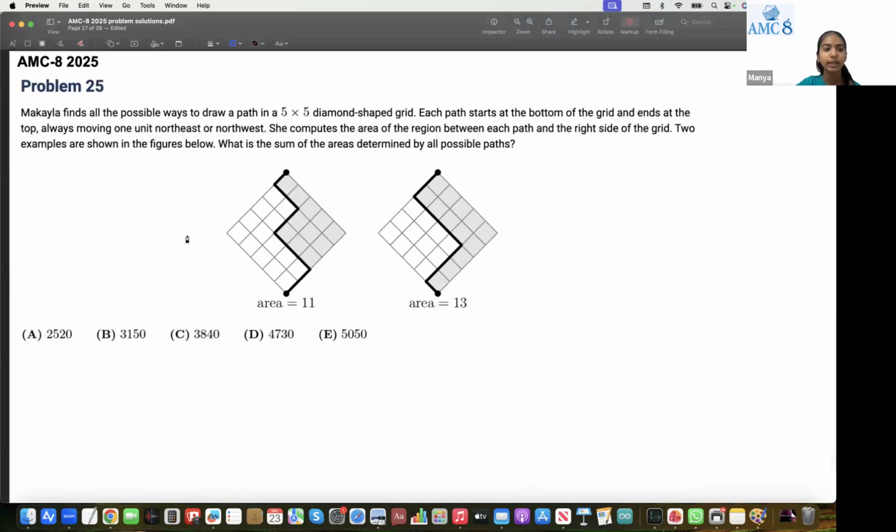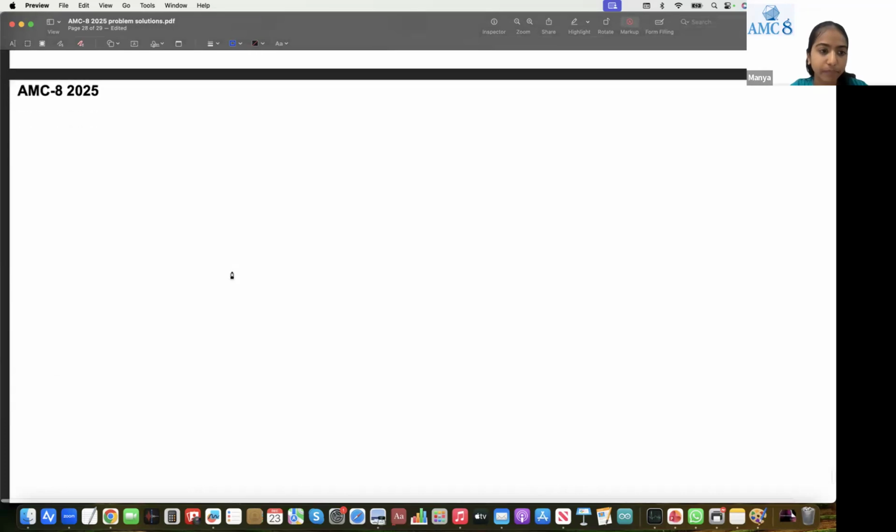So problem number 25. Michaela finds all possible ways to draw a 5x5 diamond-shaped grid, and each path starts at the bottom of the grid and ends at the top, always moving 1 unit northeast or northwest. She computes the area of the region between each path and the right side of the grid. 2 examples are shown in the figures below. One is the sum of these areas determined by all possible paths.